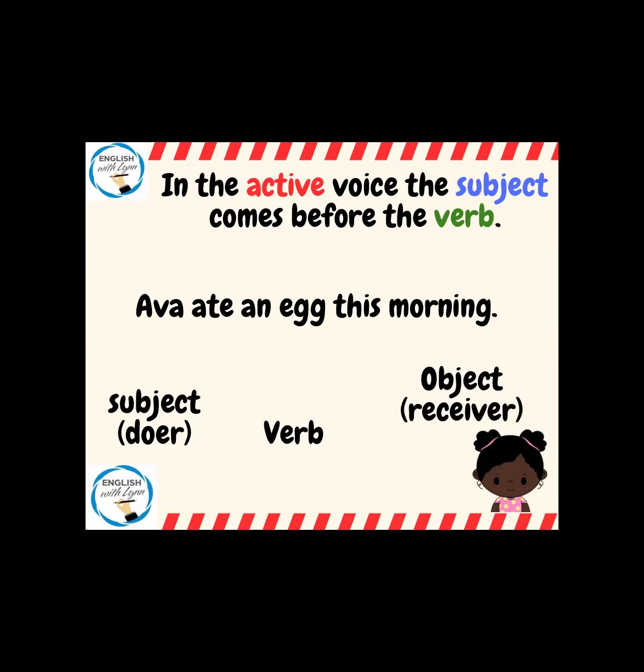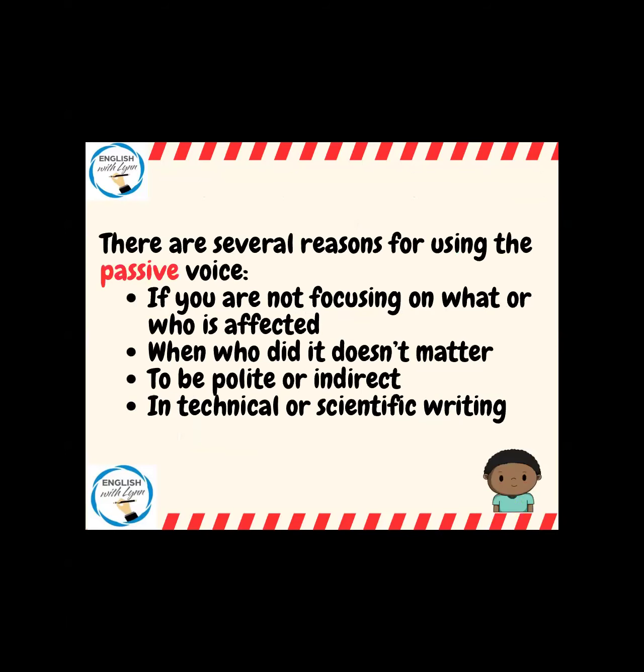Now, when we talk about the passive voice, there are several reasons for using this. If we are focusing on not who is doing the action or who is affected by the action, but the actual action itself. So if I'm talking about something being stolen, we're not focusing on who took it, we are focusing on what is being stolen. So I might say the jewels were stolen, and we don't really need to say who did it because we don't really know.